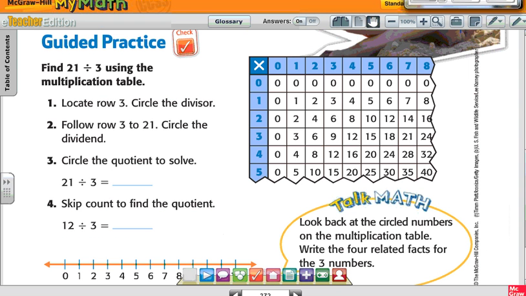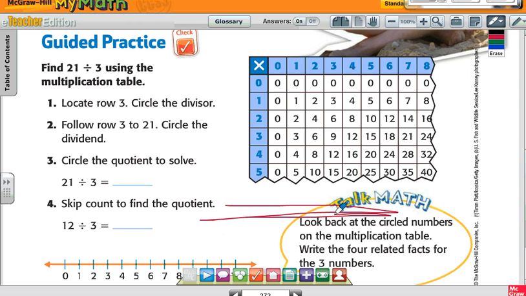All right. So look at the guided practice. Find 21 divided by 3 using the table. Number 1 says locate row 3 and circle the divisor. Go ahead and do that, please. So if I'm you, I would circle here. Am I circling the 3 there at the top? No. That's the column. I want the rows. Rows are across, horizontal. So I'm looking at this one right here. Then it says follow the row 3 to 21. So we go across. Here's 21, and I'm going to circle that.